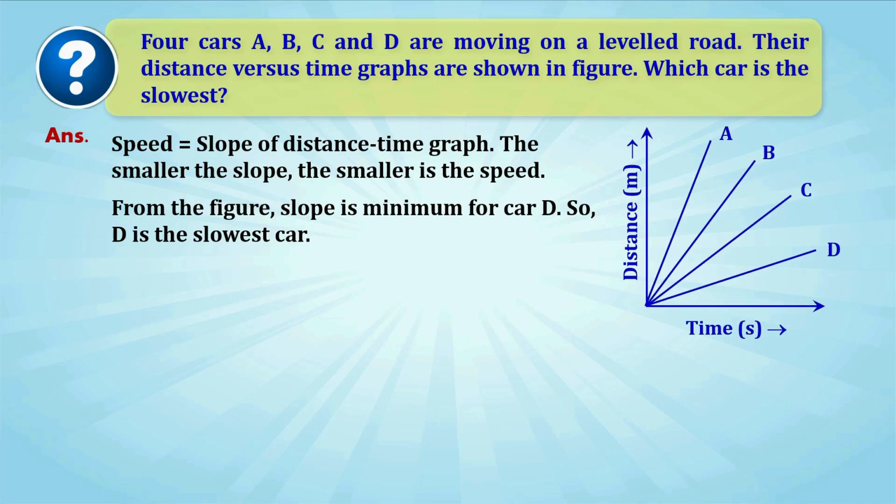If the line is steeper, the slope is larger, which means the speed is higher. If the line is less steep, the slope is smaller, which means the speed is lower. So, the smaller the slope, the smaller is the speed. From the figure, we can see that line D has the smallest slope compared to A, B, and C. Therefore, car D is the slowest car.